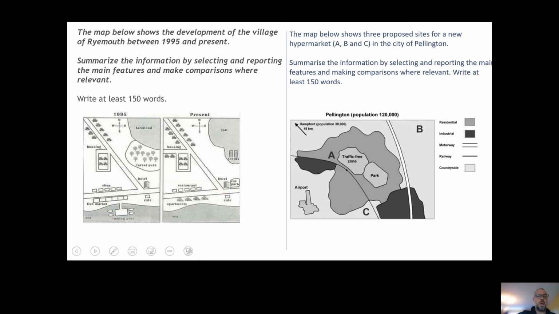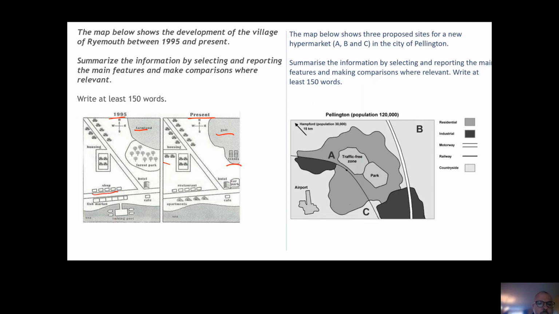Okay, I need to divide this information into three main features, and then I need to be able to identify an overall trend. Let's start with the overall trend. If we look at the town from the past to now, what are the main differences we can see? Okay, well, there's more housing now. Instead of farmland, there's a golf course and tennis courts.